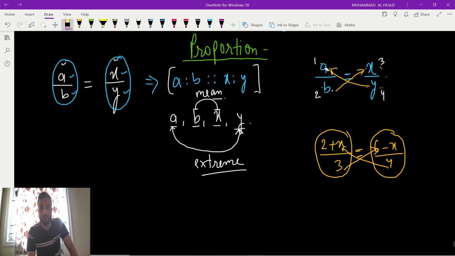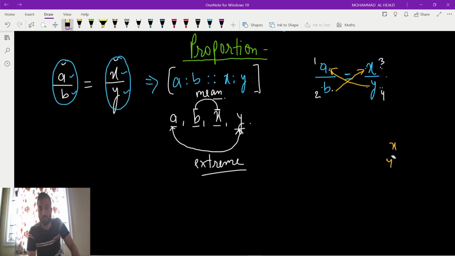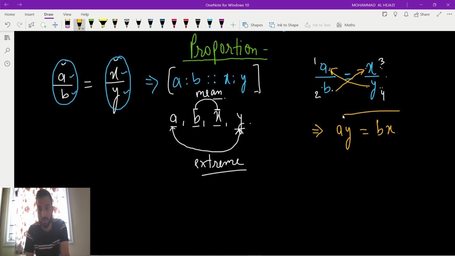If you have a ratio on one side, and on the other side you have a ratio, with an equal sign, we will do a cross multiply, because every time you solve questions of proportion, you have to do a cross multiplication. Yes, very good. Now see what will happen if you cross multiply: a into y equals b into x.